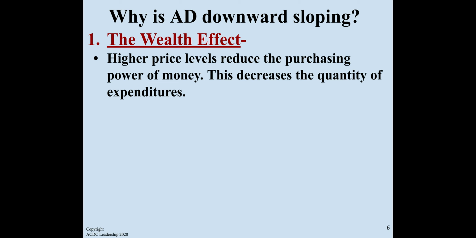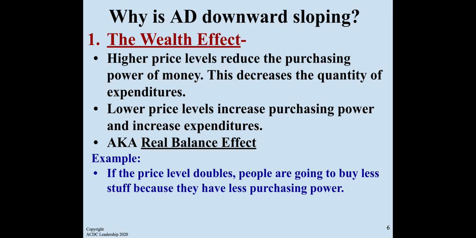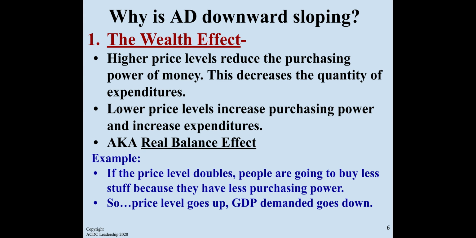Well, why is it downward sloping? There's a couple of reasons. One is the wealth effect. Higher price levels reduce the purchasing power of money. Therefore, it decreases the quantity of expenditures. When lower price levels increase purchasing power, then there is an increase in expenditures. The real balance effect. Here's an example. If the price level doubles, people are going to buy less stuff because they have less purchasing power. So prices go up and GDP demanded goes down.